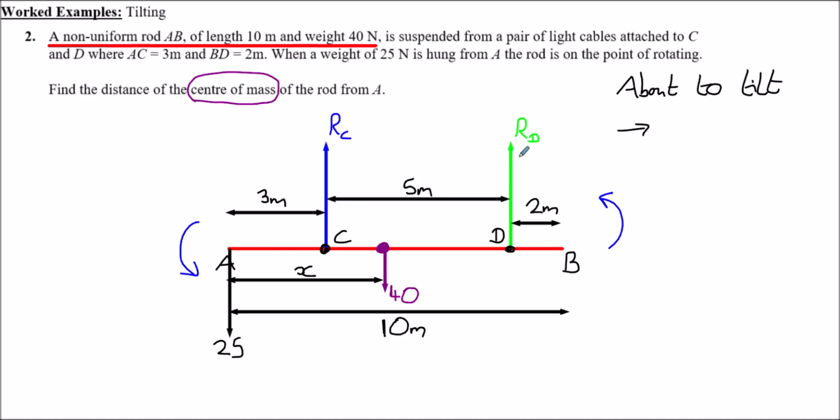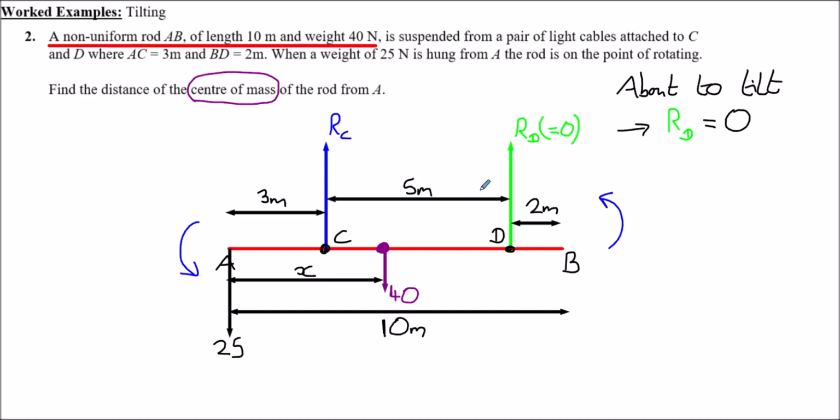And when this cable begins to go slack, that's when the reaction or the tension in this cable will become 0. So when it's about to tilt, RD is about to become 0. In hindsight, maybe I should call this TC and TD because these will be tensions, but a force by any other name would still be a force. So it should be tensions, but there you go. So RD is going to be about to vanish. So we can add this in as well, because on the point of tilting.